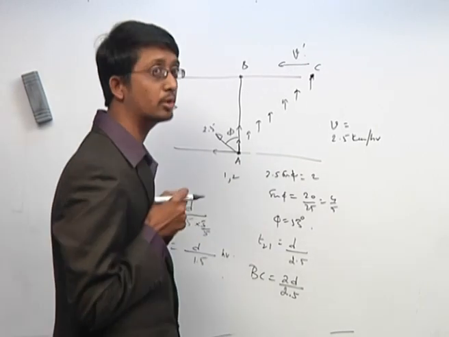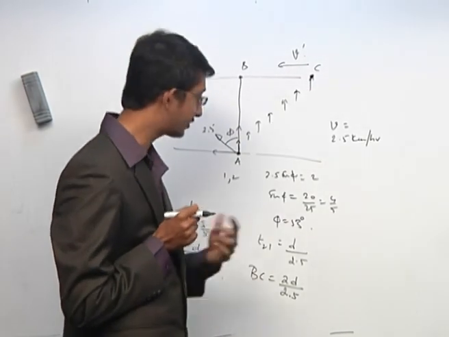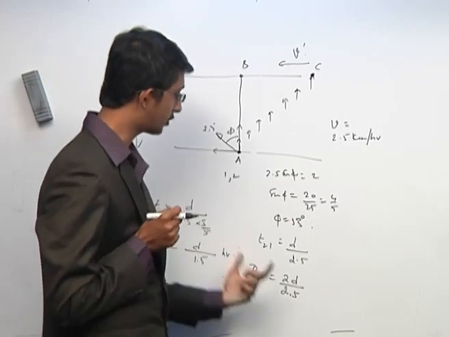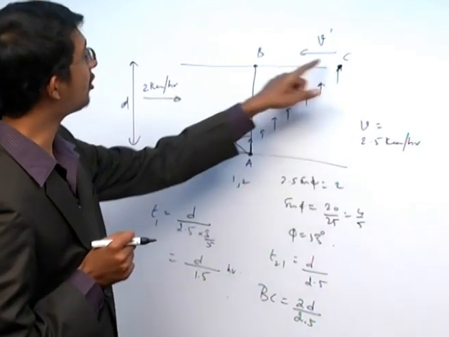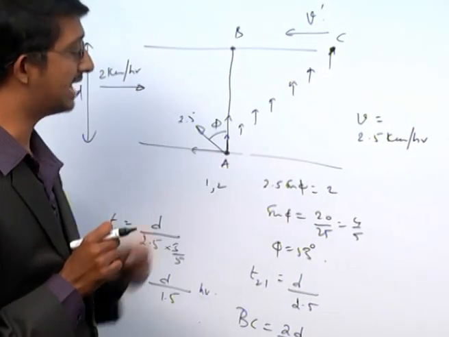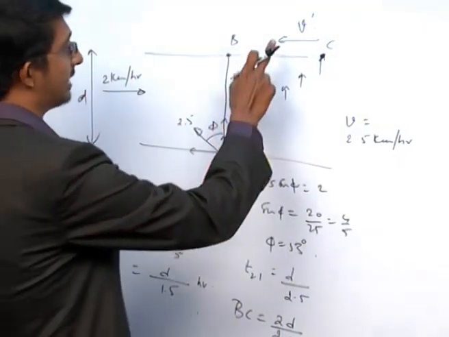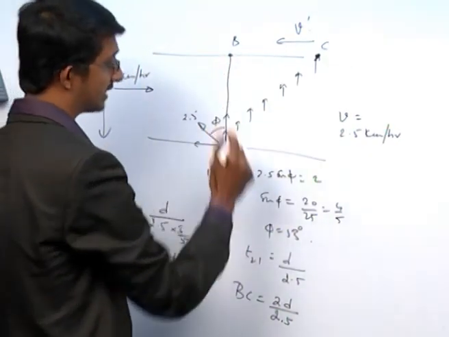In that time, the river did not keep quiet. It took him horizontally, so in that time the river took him with a speed of 2. So the horizontal distance the river has taken him is this much. Now with this horizontal distance, he is walking back with speed v dash. So what is the time taken by him to cover this horizontal distance?